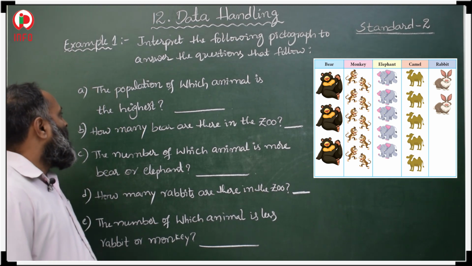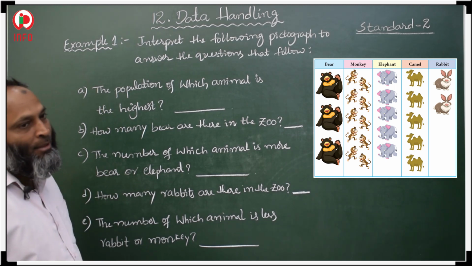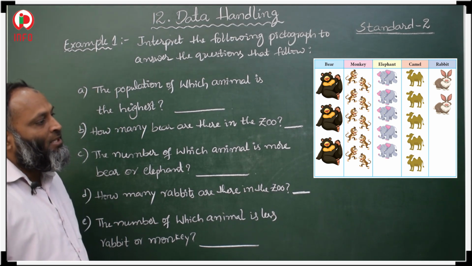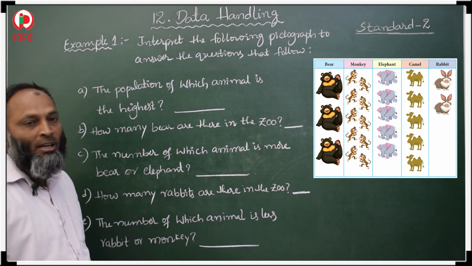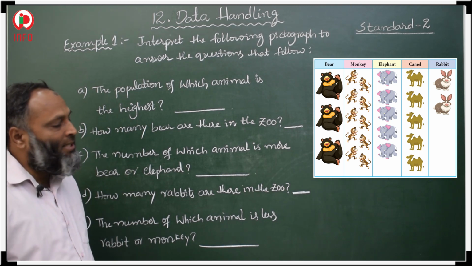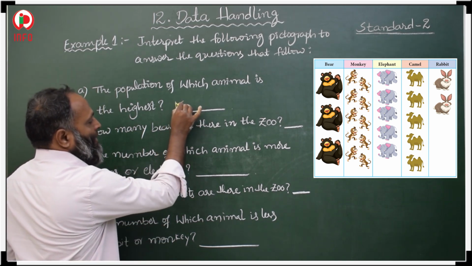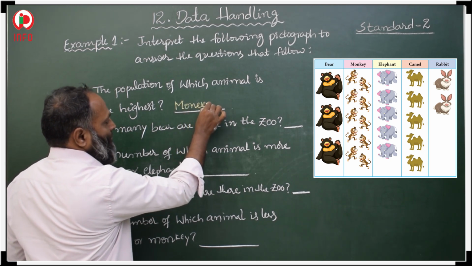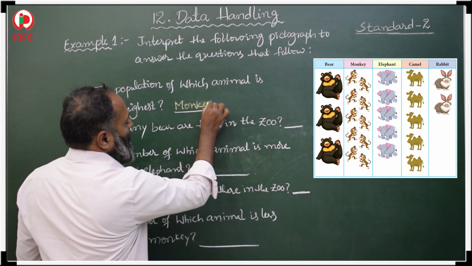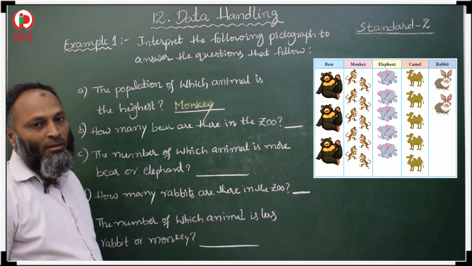Then here in the first question, the population of which animal is highest? In these 5 different kinds of animals given in the pictograph, which animal population is highest? The monkey population is highest. The answer is monkey. Monkeys are highest in population, okay.